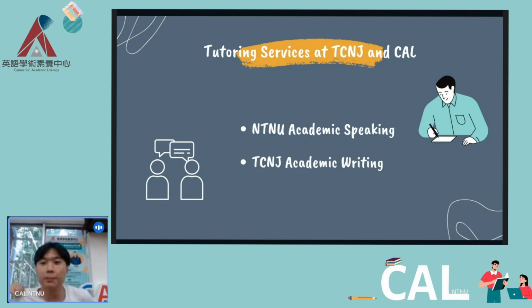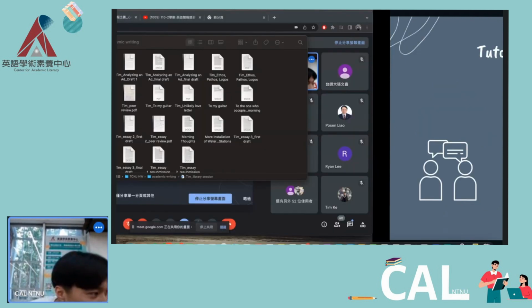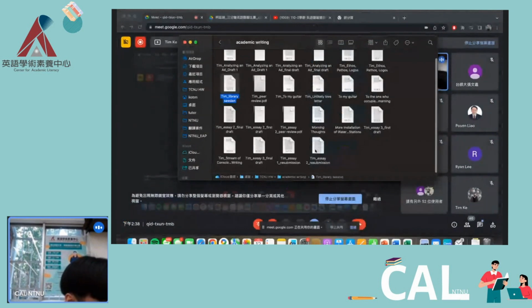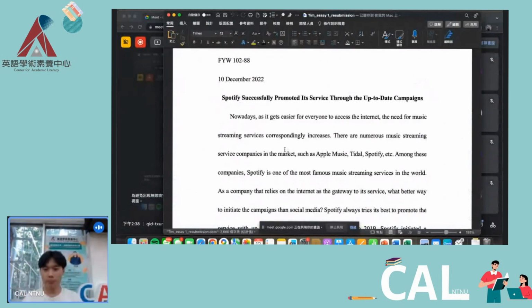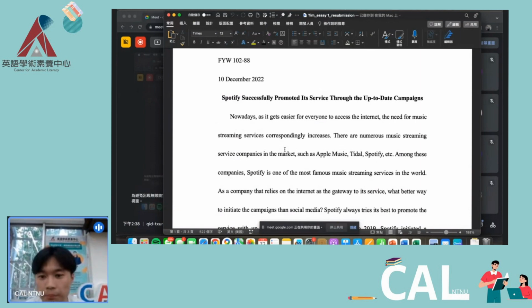For example, my topic for the first essay I needed to submit was how Spotify successfully promoted its service through up-to-date campaigns. And here I want to show you the essay that I did. Okay, so this is the topic that we had. Because it was about Spotify, the use of Spotify and the service that they had. After booking a session at the tutor center, I found a tutor who is an English and secondary education major. She's an experienced tutor. She was really wonderful and nice. She did give me a lot of new thoughts that I hadn't thought of, and inspirations that I could actually put into my essay.